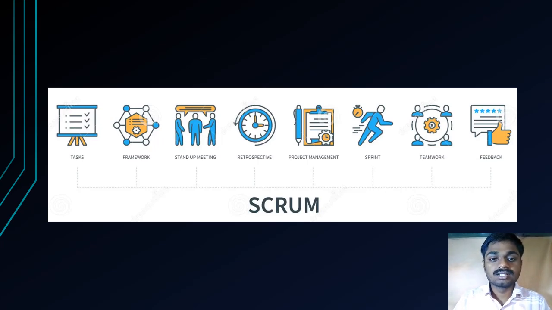Framework. Scrum is a structured framework for agile project management. It consists of roles, events, and artifacts that guide the team's work in an organized and repeatable way, allowing continuous improvement. And the stand-up meeting, also known as a daily scrum.